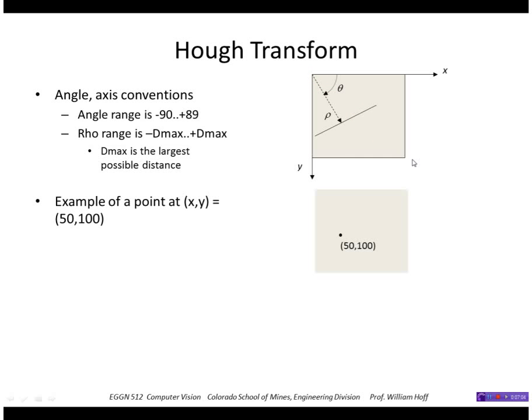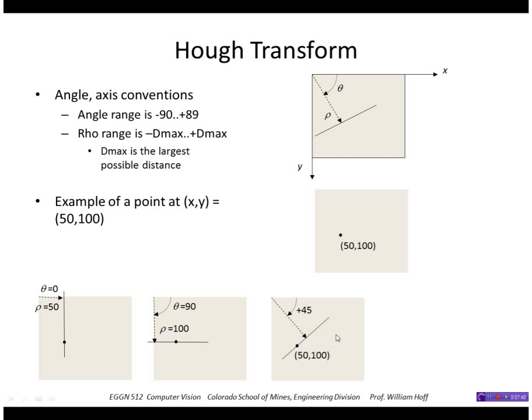So let's look at some examples here. Let's say we have a point at x, y equals 50, 100. And let's look at some lines that pass through that. So one possible line is this vertical line, right? And the perpendicular distance here has an angle of 0 and a rho equal to the x value, which is just 50. Another possible line that could pass through this point is this horizontal line. In that case, the perpendicular has an angle of plus 90, and the length of that vector is 100, because it's just the y element.